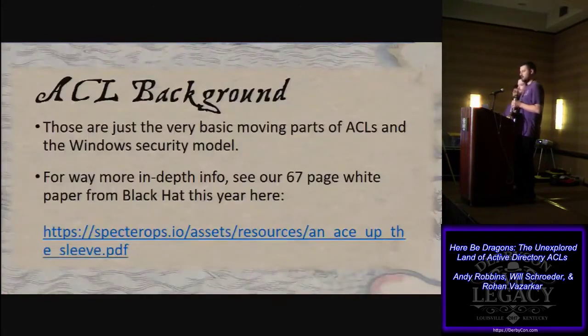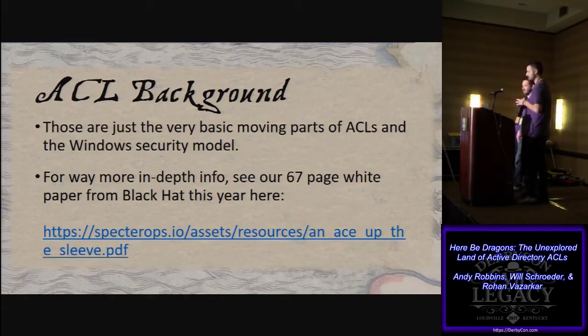So everybody understands ACLs 100% clearly. All of us are on the same page now. If you want a little more in-depth information, we're just trying to go quickly here so we can get to the interesting content. We have a 67-page white paper, written by Will, Lee Christensen, and myself. It's at that link. Go read it if you want more in-depth info, and if you want to see how to use these for very, very sneaky persistence in Active Directory.